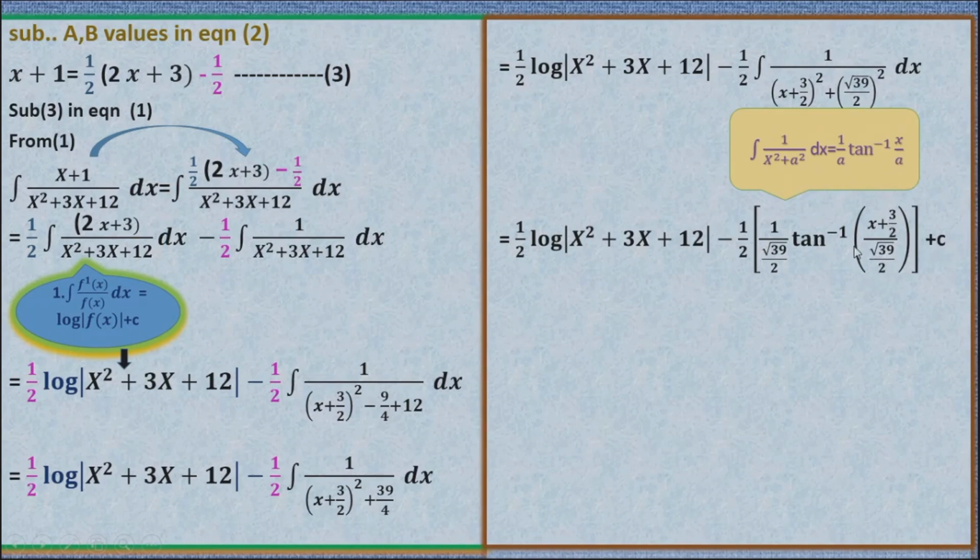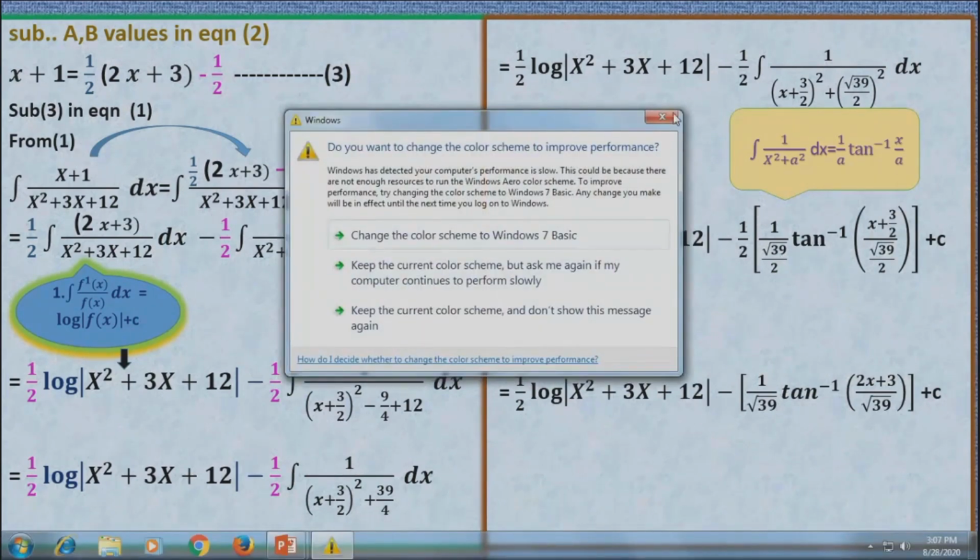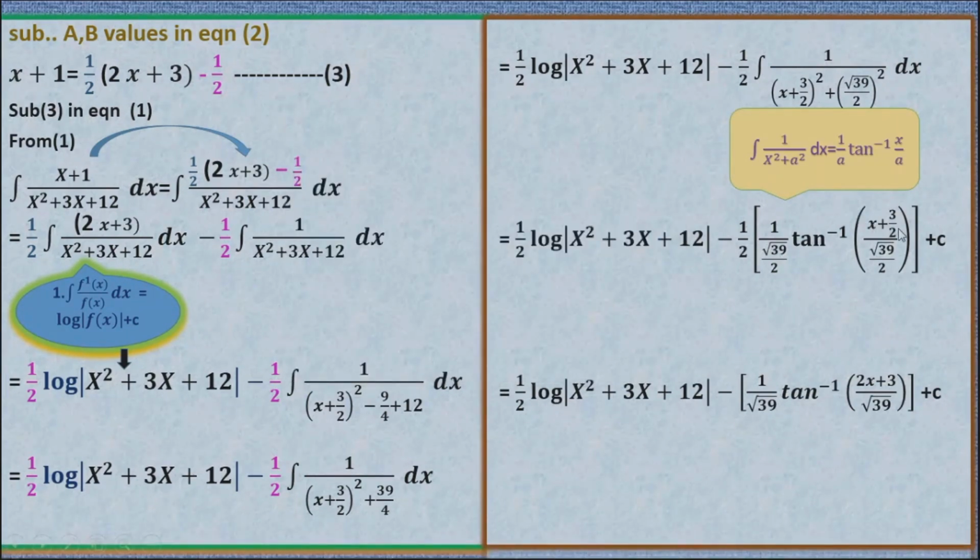Now simplify this one. Here 1 by 2 into 1 by root 39 by 2. Here you can cancel 2 directly. So it becomes 1 by 2 into logarithm term as it is, minus here 1 1 is 1, here 2 is cancelled. So it becomes 1 by root 39 into tan inverse of, simplify the bracket here. On numerator LCM is 2. So it becomes (2x plus 3) by 2 and denominator is root 39 by 2. So denominator to denominator cancel. So after this what are you getting here? (2x plus 3) by root 39 plus c. So this is the simplification of model 1.